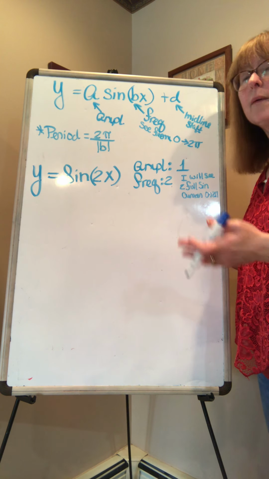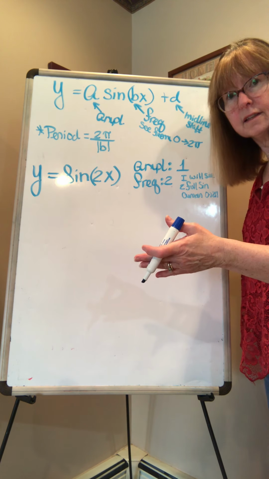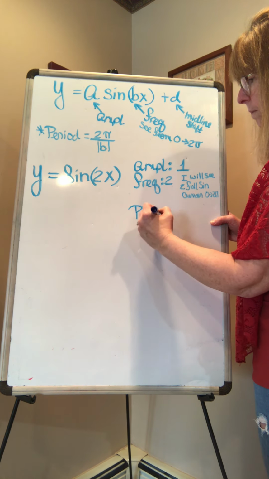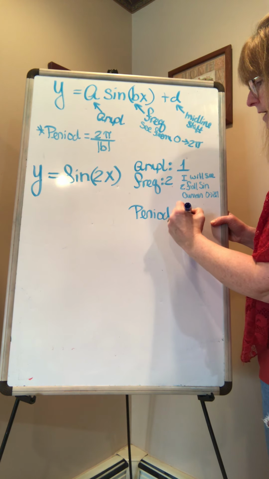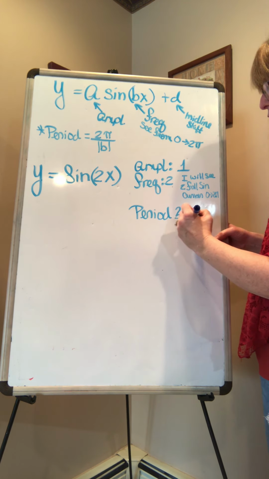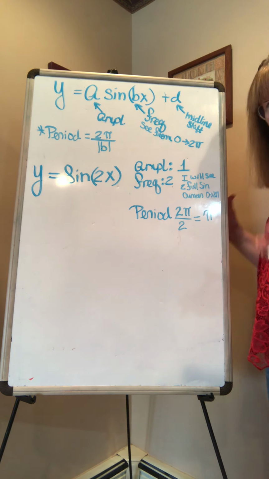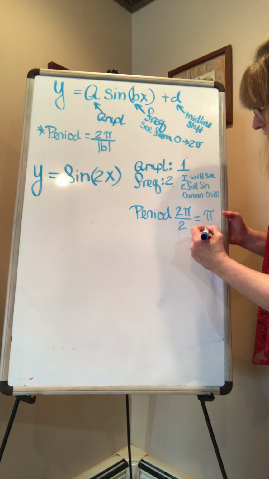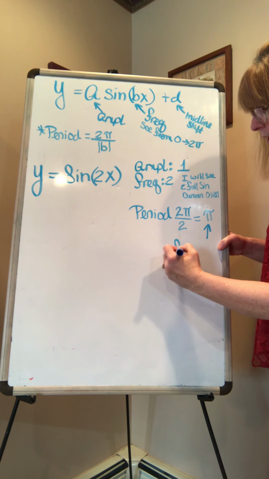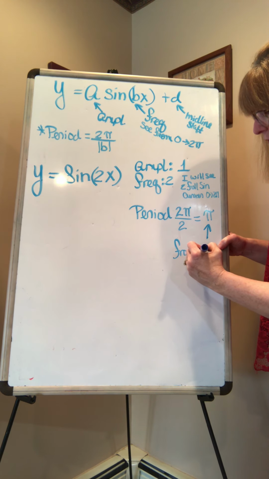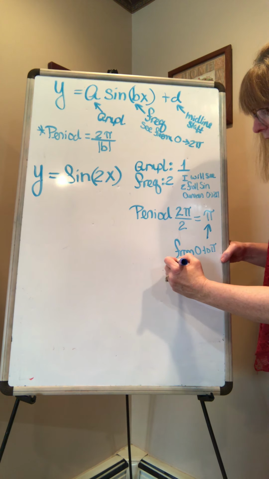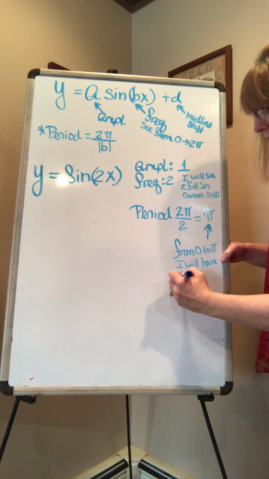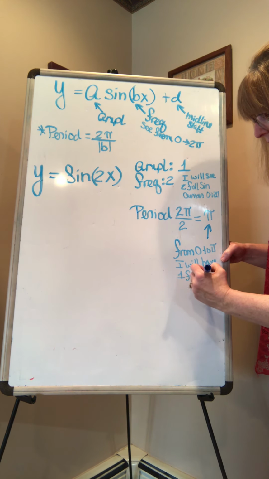Now I need to know the period. What's the distance on the x-axis I'm going to need to show just one of the curves? So the period is 2 pi over now the frequency of 2, so that gives me pi. What this is saying, that between 0 and pi, I'm going to see a full curve. That is what this means. From 0 to pi, I will have one full sine curve.